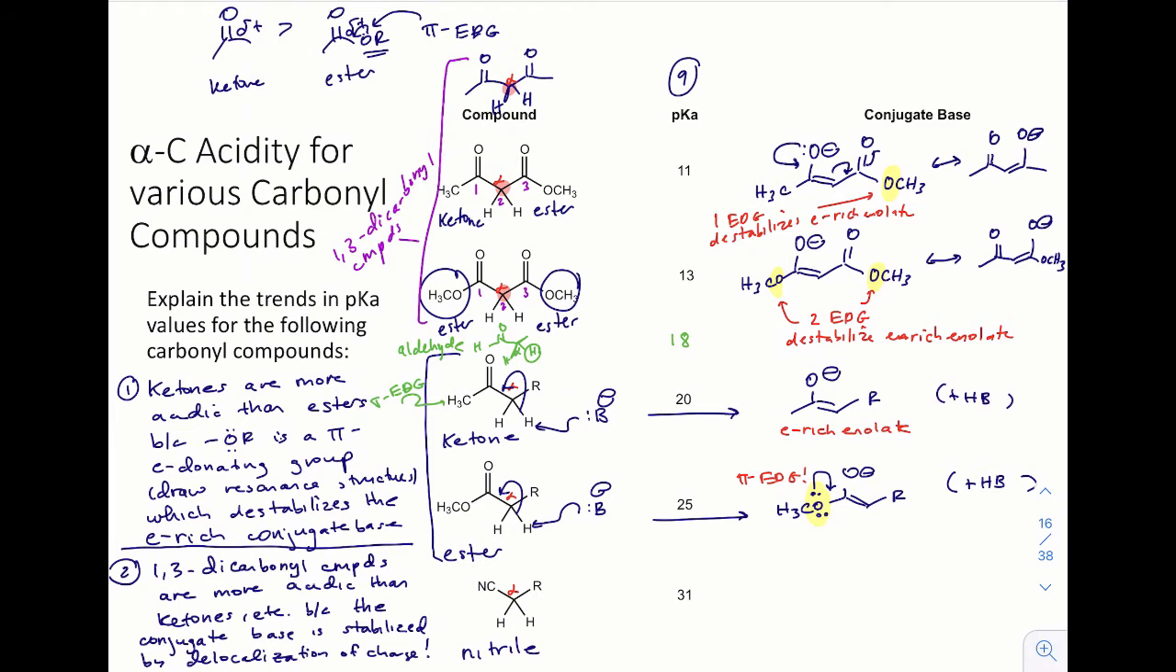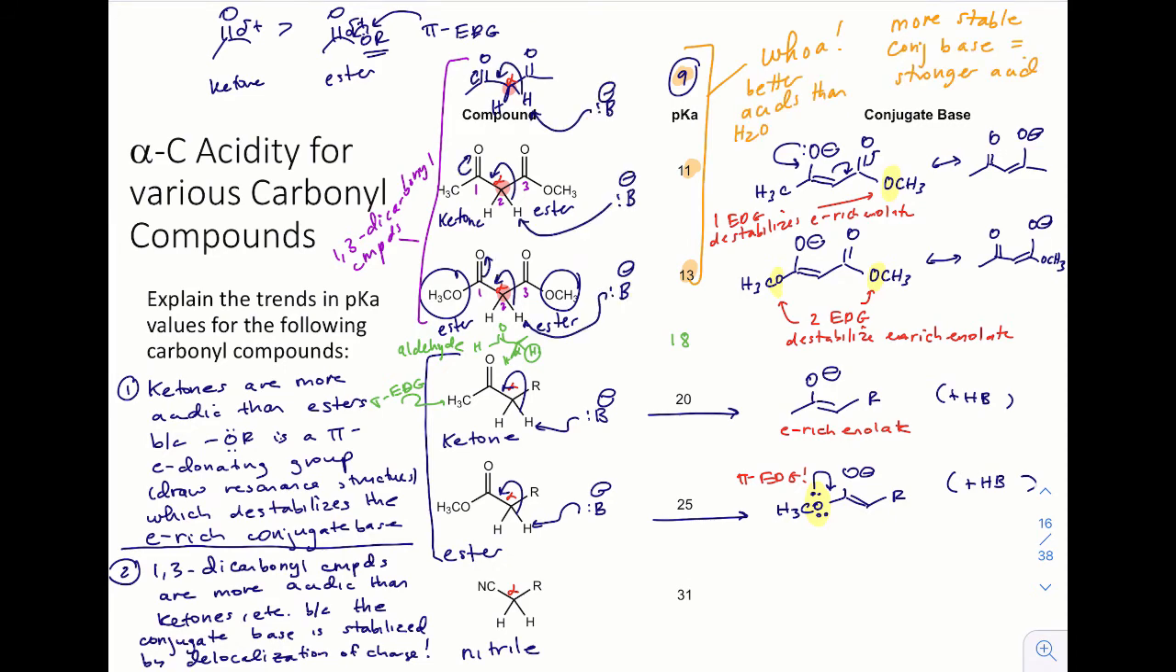In fact, these pKa values for the 1,3-dicarbonyl compounds are quite remarkable. Check them out. 9, 11, 13. These carbon-based acids are more acidic than water, and that's due to delocalization of charge in the conjugate base into 2 carbonyls. All right, remember, more stable conjugate bases correspond to stronger acids, and these conjugate bases are so stable that these acids, these carbon-based acids, are even better acids than water. Okay, be sure that you can explain these trends.